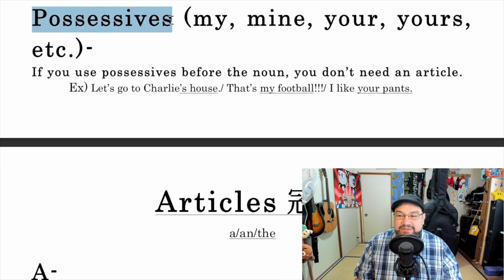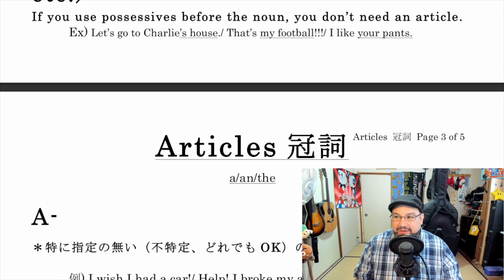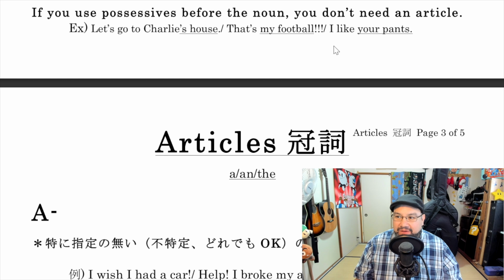Finally, possessives. Okay? Possessives. My, mine, your, yours, etc. If you use possessives before the noun, you don't need an article. Let's go to Charlie's house. Okay? Charlie is a name, so no the, and then Charlie's house is fine. That's my football. Of course you don't say that's my a football. I like your pants. Okay? Somebody has some funky pants. You like them? I like your pants. You don't need a and the.